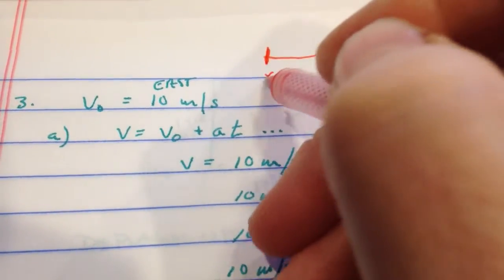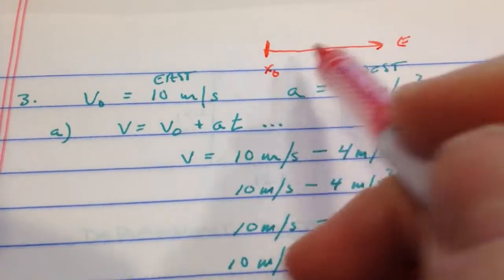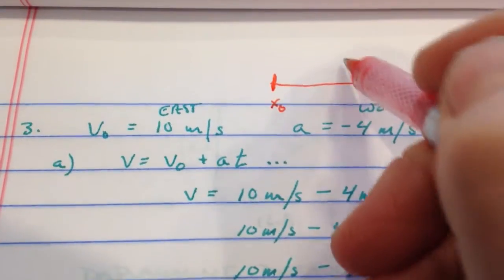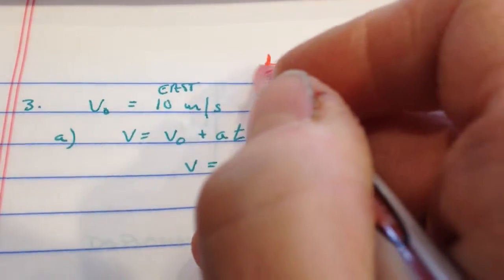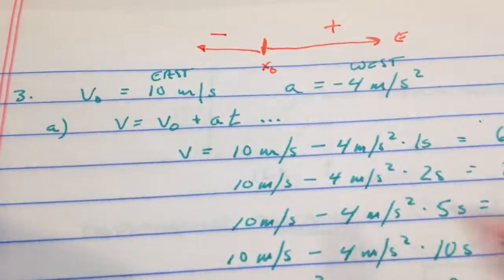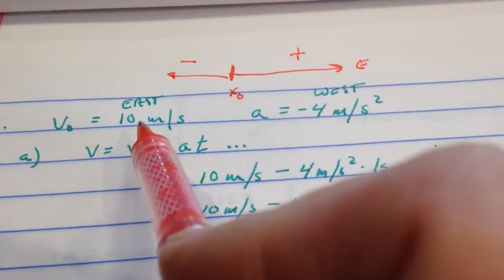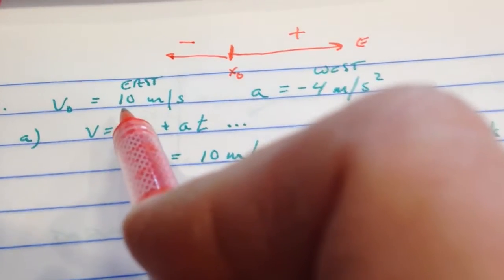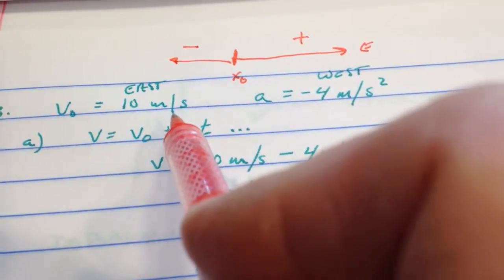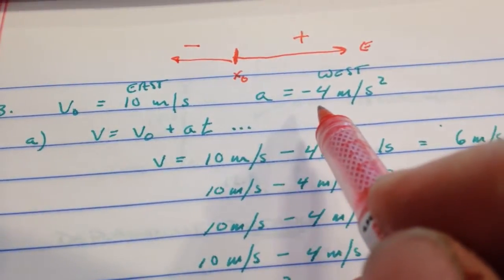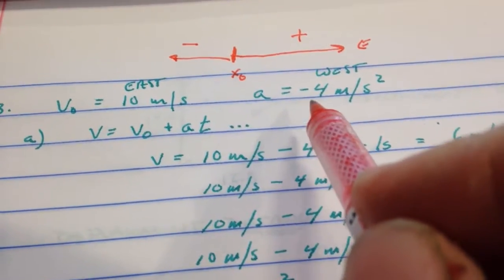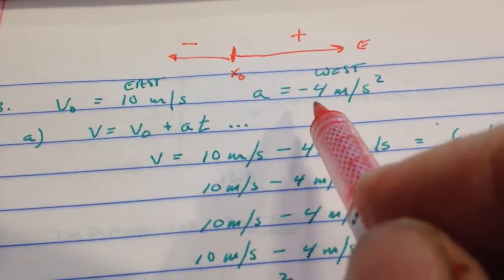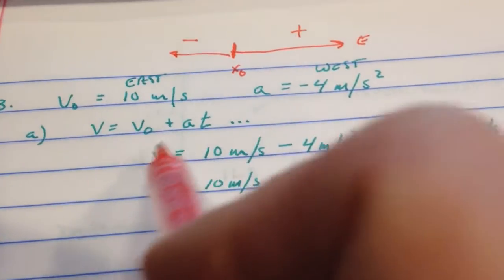Here's my x0 is equal to 0. Positive is eastward. Negative, therefore, would be westward. That enables me to turn around and say my v sub 0 is positive 10 meters per second, and my acceleration being westward is now negative 4 meters per second squared.